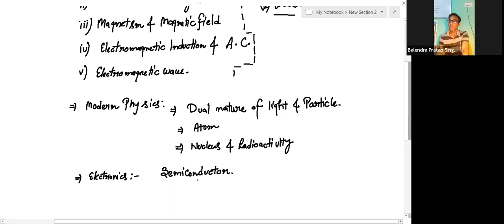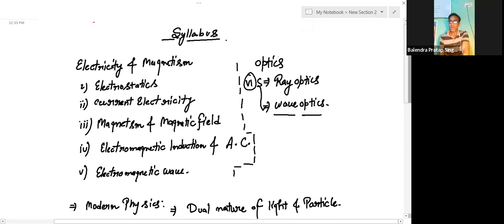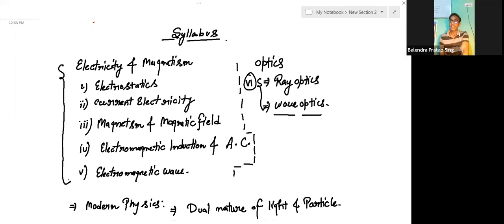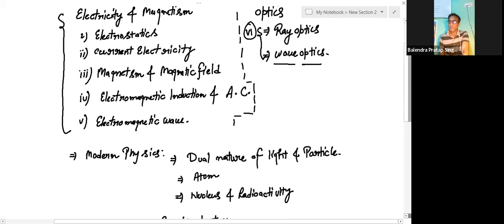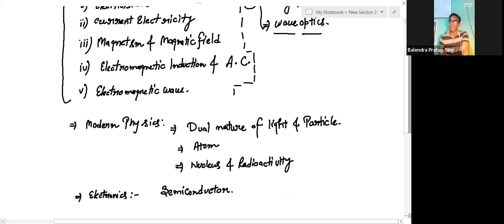So this is all about your syllabus. The major part of your syllabus belongs to electricity and magnetism. It will take more than half of your syllabus, and I think I will take 35 to 40 lectures to complete it. Optics will take 15 to 20 lectures. Modern physics will take 10 to 12 lectures, and electronics will take 10 lectures. So this is a rough summary of the lectures needed to complete our syllabus.